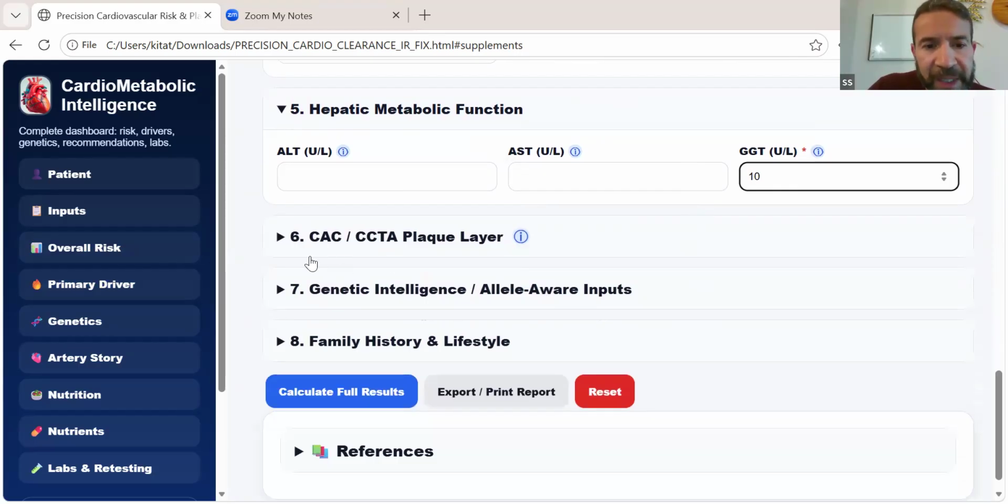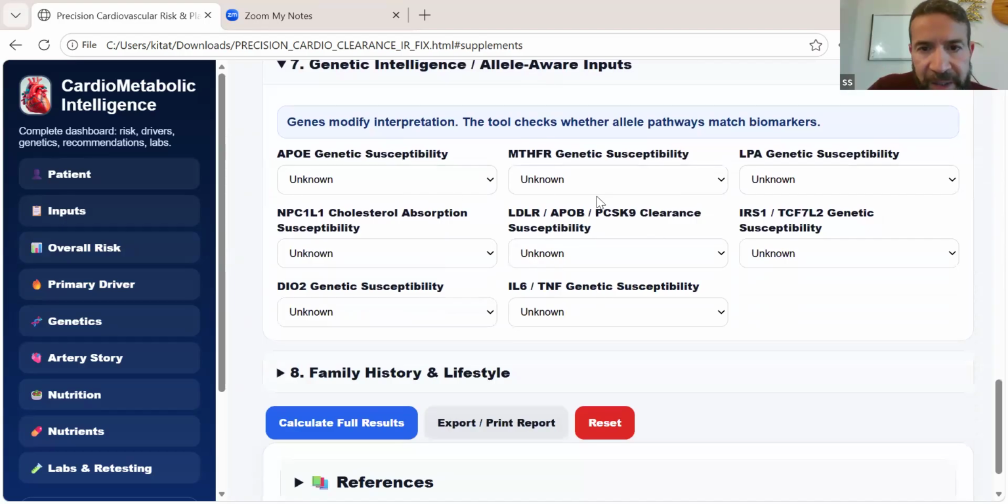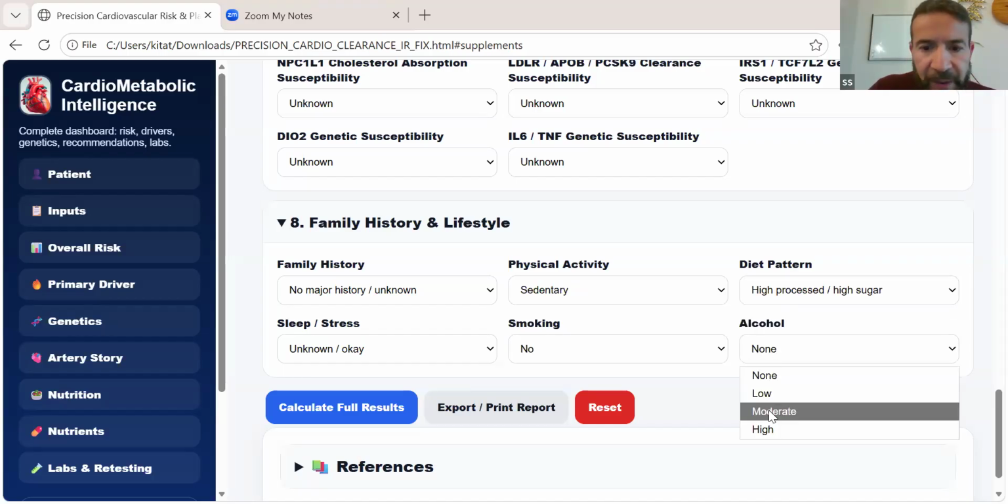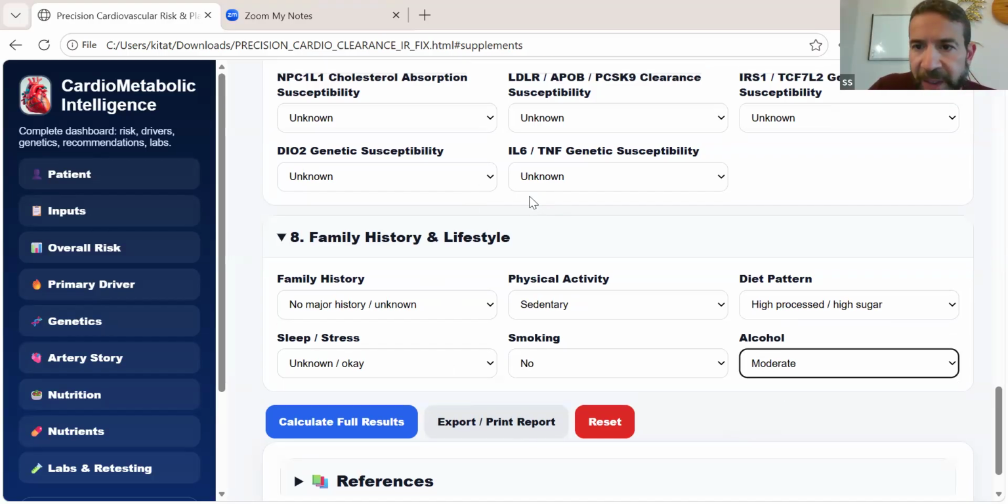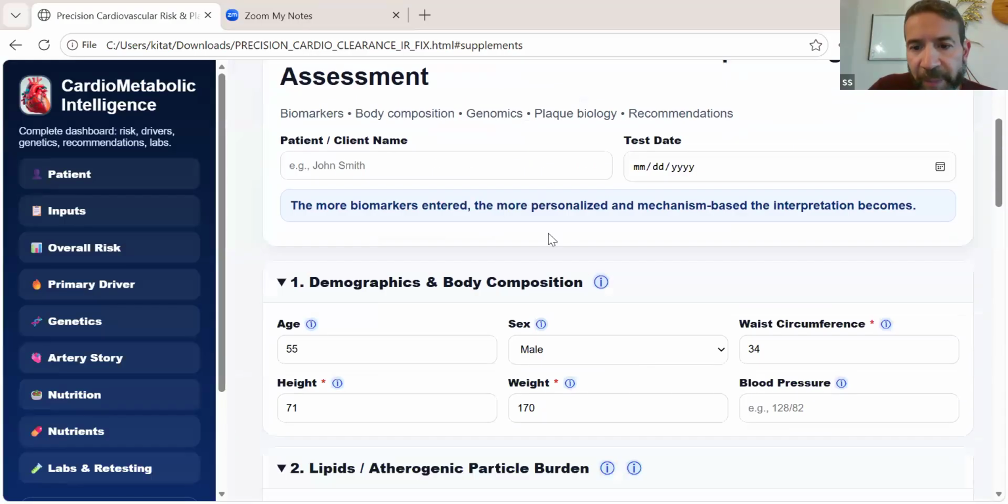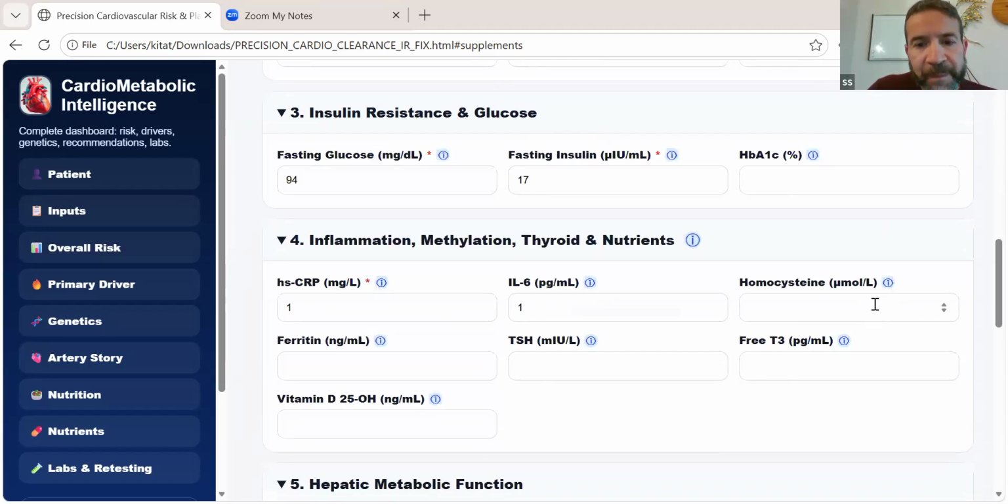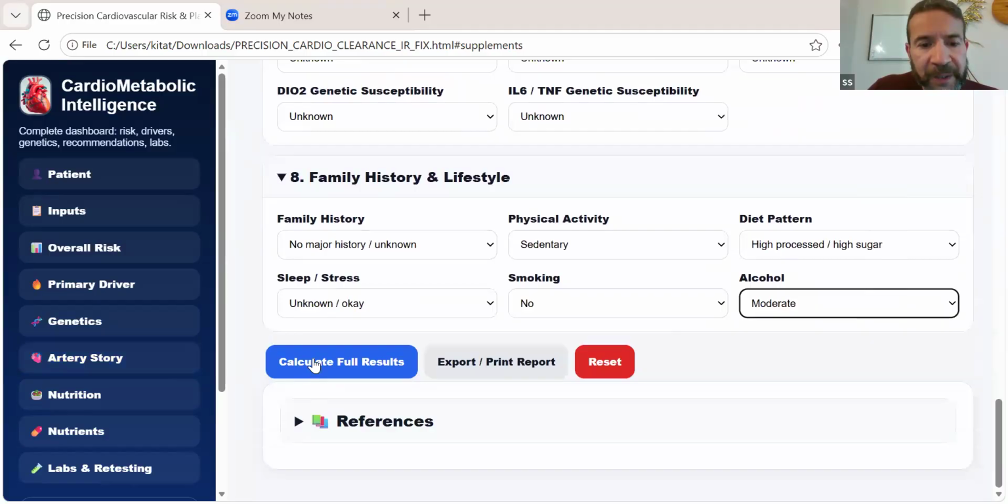We're not going to fill up the CAC or the genetic intelligence here. All right, family history is important. Let's say this person is sedentary. His diet is high processed, moderate alcohol intake, okay? And that's good enough for now. But if you see a red in front of a component, a lab, that means it is required, okay? So let's calculate the results.